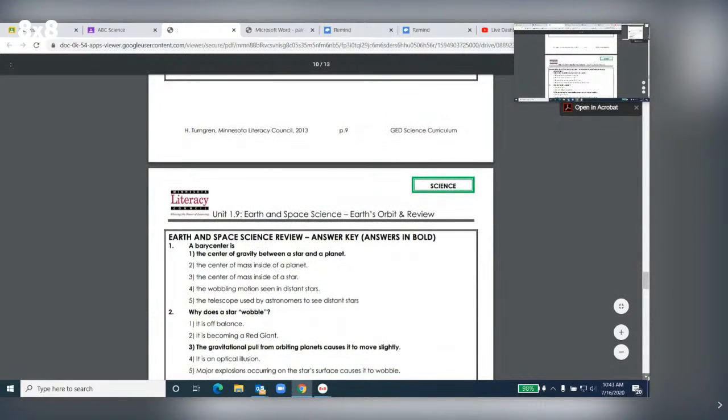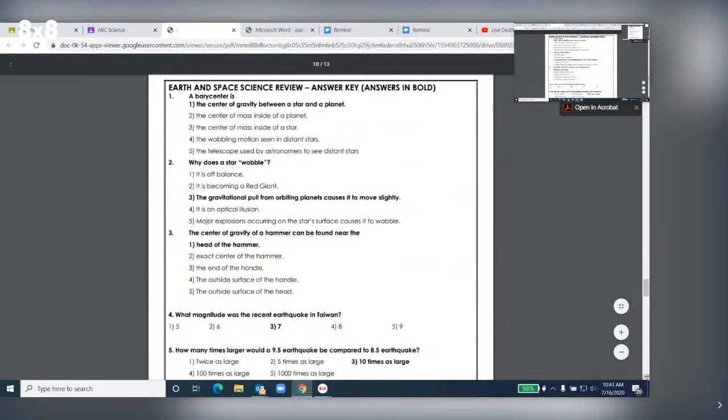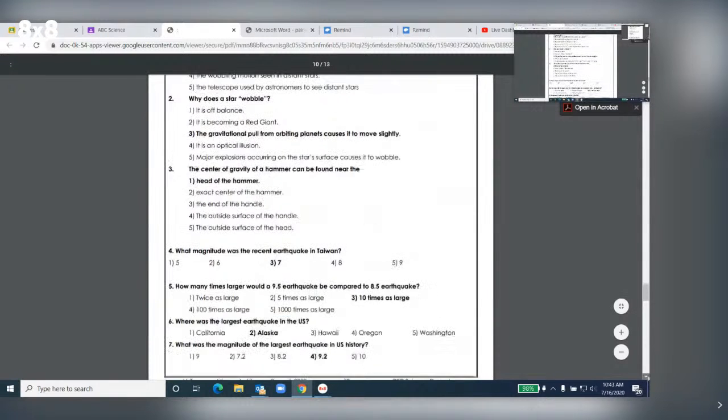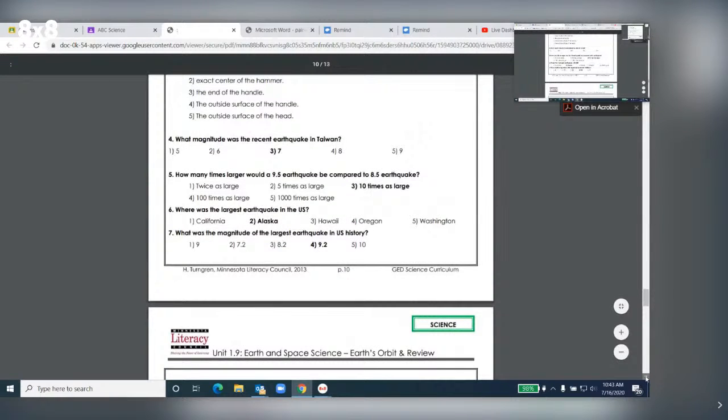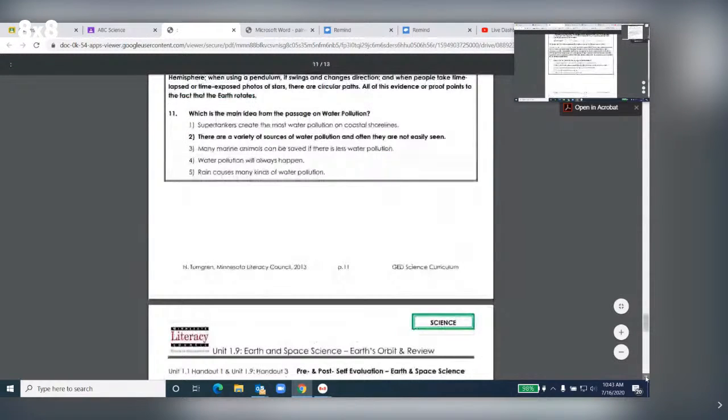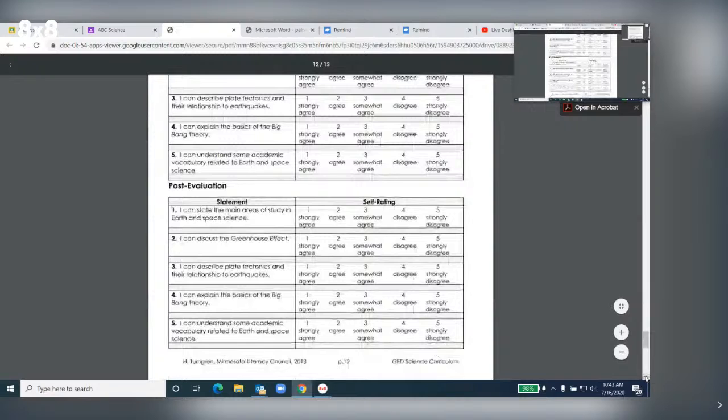And this is basically what we just went over. These are the answers. I went over them, but if you want to double check them, they're right there. And basically, you don't have to do this. This was just put in there as part of it. It's kind of a self-evaluation.